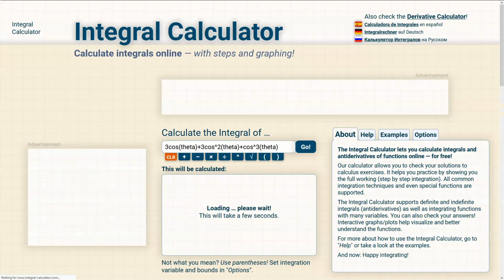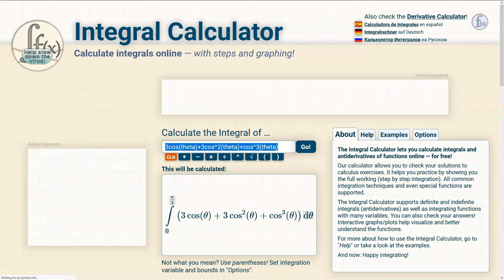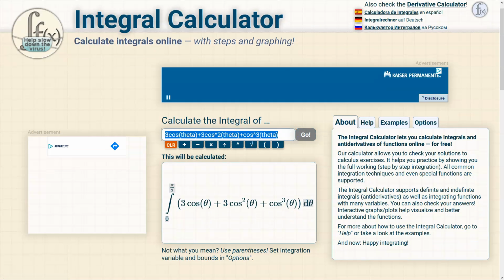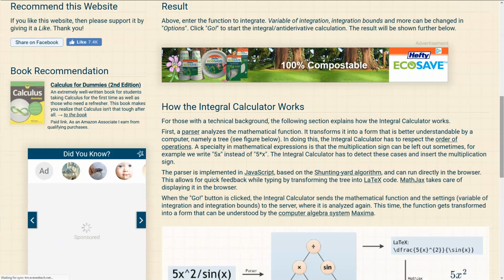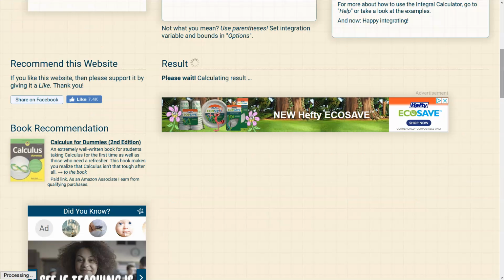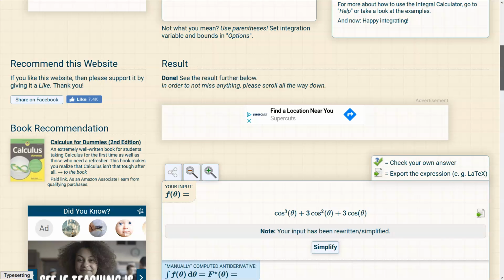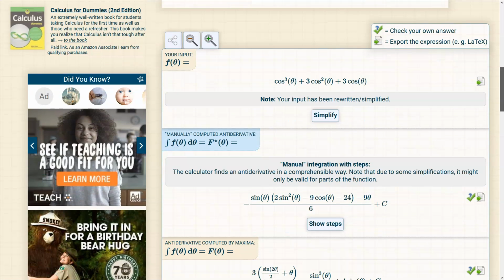Reload. Okay, I don't know why I had to do that. Go. For some reason, this web page is taking way longer than it ever used to. I've been using it for a few years. Okay, finally. Oh, that took entirely too long.